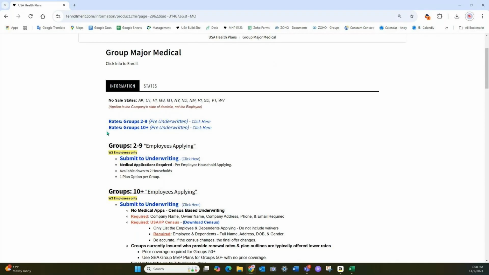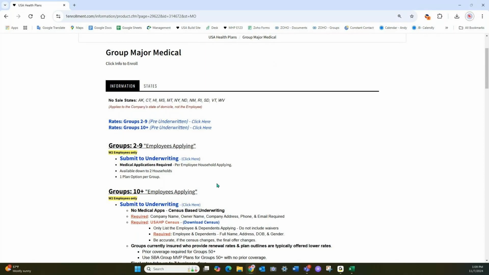First of all, there's three different rate classes. There's a rate class for groups 2 to 9. There's a rate class for groups 10 to 49, and there's a rate class for groups 50 plus. Now, there's really only 2 sheets here because we underwrite these groups a little bit differently. When you're looking at groups 2 to 9 and groups 10 plus, the only difference is how we underwrite.